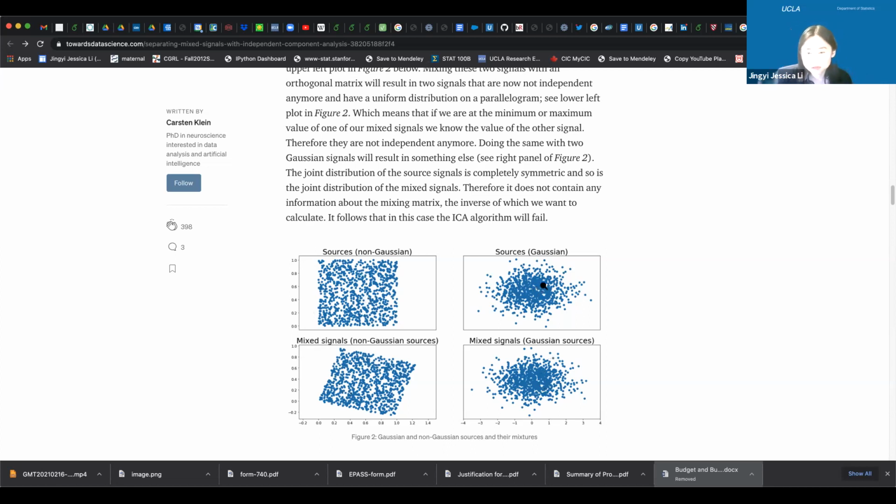But if the source is Gaussian, after you get a mixed signal, there are many possible ways to get the sources. In other words, you don't have a unique way to identify the sources from the mixed signal. That's just a property of Gaussian. It's invariant to rotation. That's the issue. So you don't see a sharp angle as here and here for non-Gaussian data, but everywhere here, every direction may be possible. That's why for a Gaussian mixed signal, you cannot do ICA.